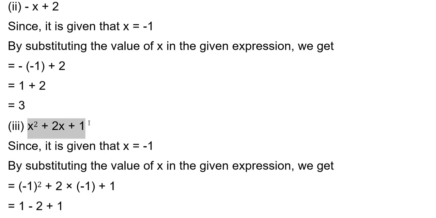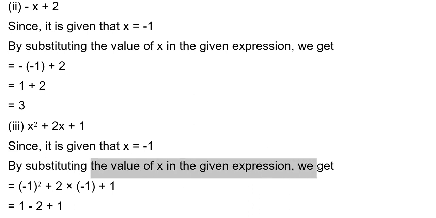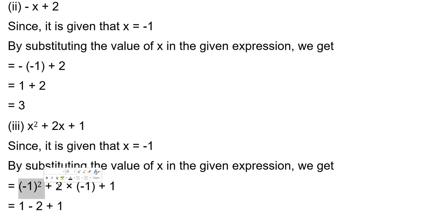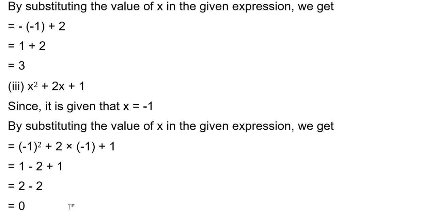Third expression, x square plus 2x plus 1. Since it is given that x equals minus 1, by substituting the value of x in the given expression, we get minus 1 whole square plus 2 into minus 1 plus 1. Minus 1 whole square is plus 1. 2 into minus 1 is minus 2. So plus 1 minus 2 plus 1, that is plus 2 minus 2, which equals 0.